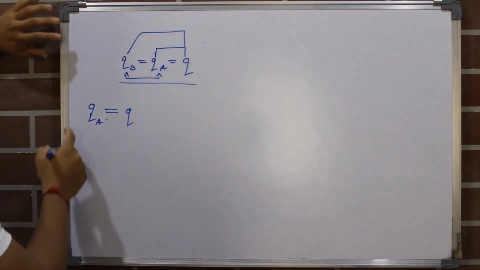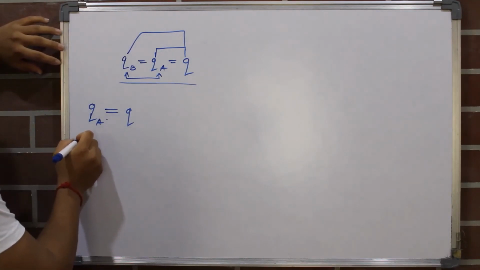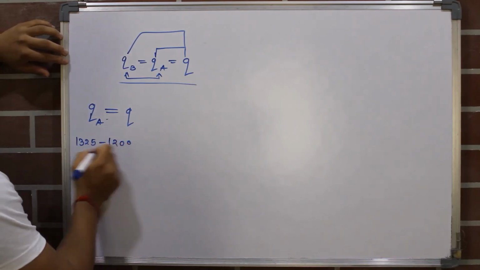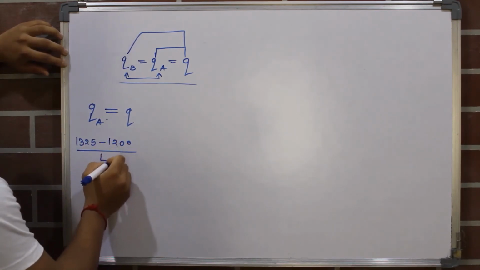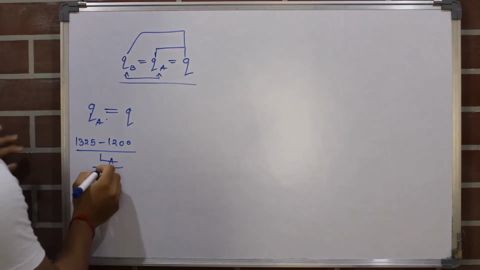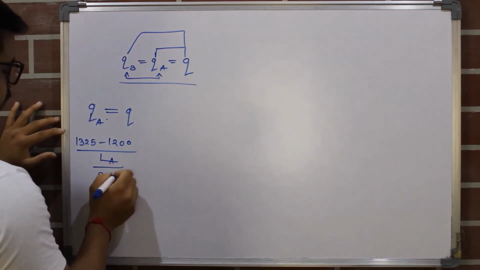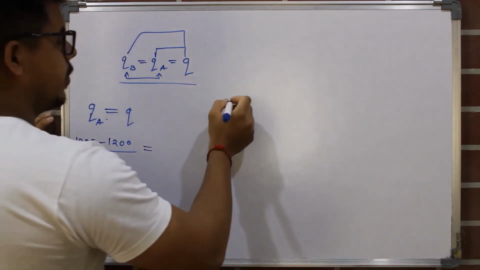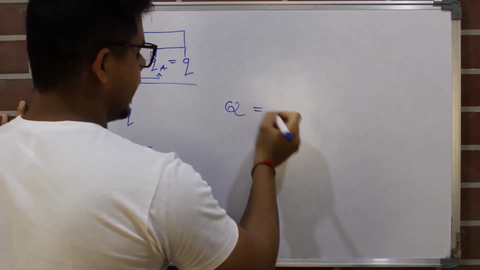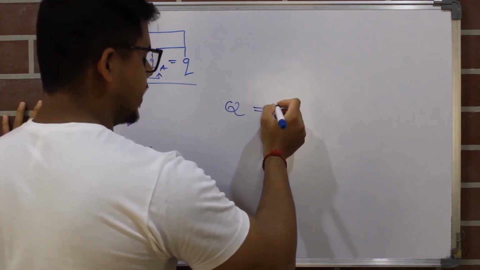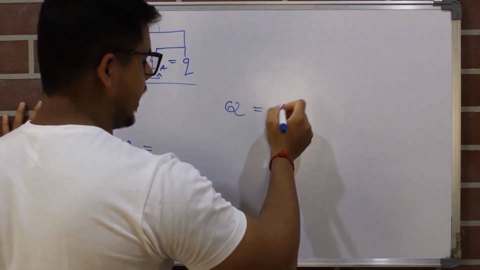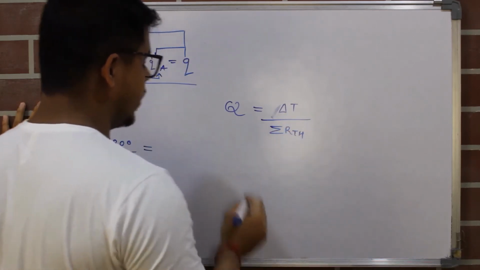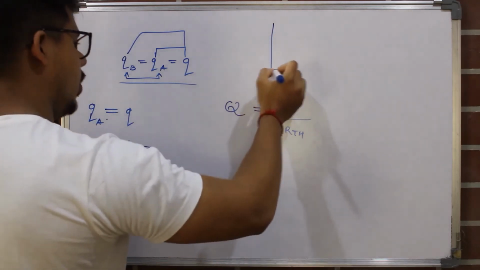So what is the formula of QA? That is 1325 minus 1200 divided by LA upon Ka, and Ka is 0.84, which is equal to Q. Now Q is the total heat transfer rate, that is the first temperature, or let's say first delta T divided by summation of RTH. Why summation of RTH? Because now we are considering the whole wall.